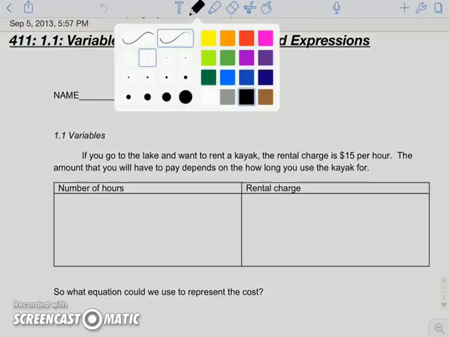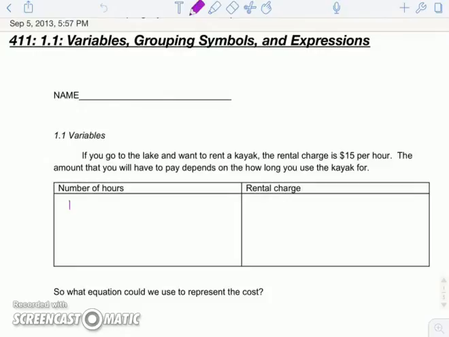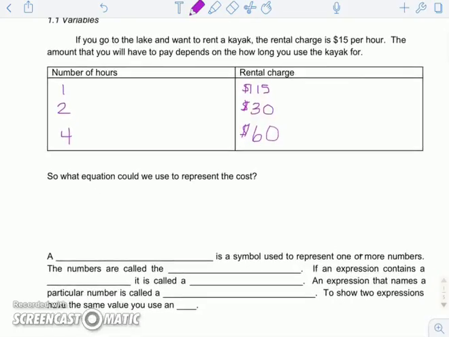So if you were going to use the kayak for 1 hour, you would have to pay $15. If you were going to use it for 2 hours, you would pay $30. If you were going to use it for 4 hours, you would pay $60. All I was doing there was multiplying the number of hours times the amount it costs per hour. So what do you think an equation would be, if I let the number of hours be equal to h and the rental charge be equal to c? What's an equation we could use to represent this cost?